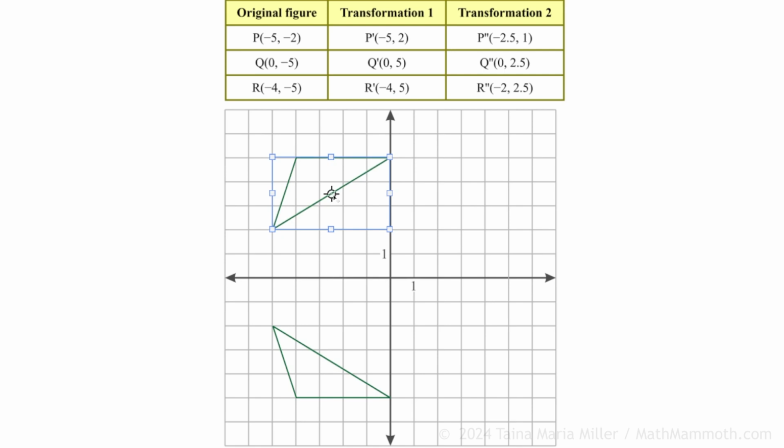And then the dilation from the origin, so I will move the reference point, make the center of the dilation here, dilate it exactly 50%. And let's check the coordinates now. We have (0, 2.5). Yes, that's Q double prime. We have (-2.5, 1). Yes. And then (-2, 2.5). Exactly. So that worked. And these two triangles are similar triangles.